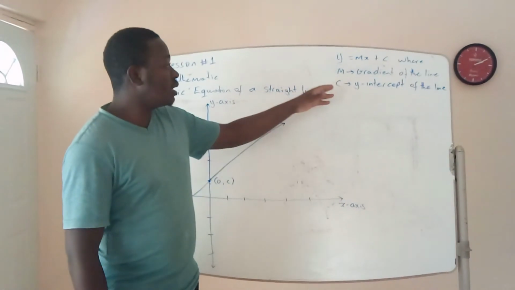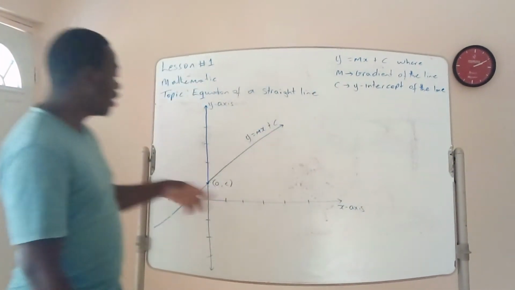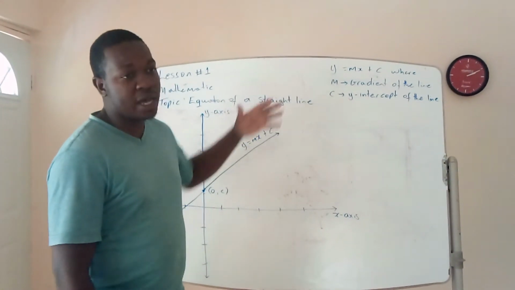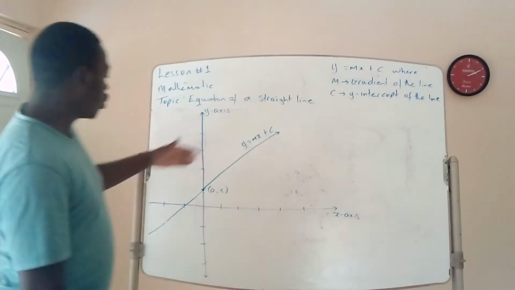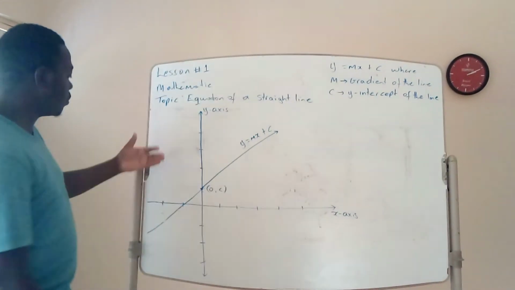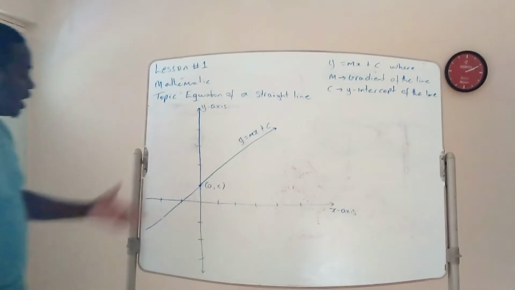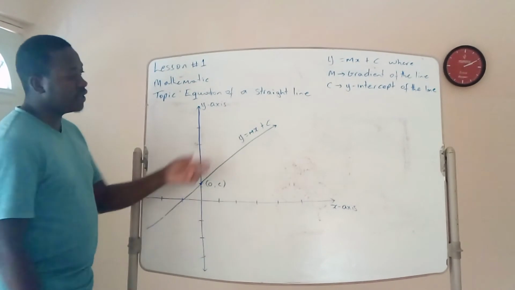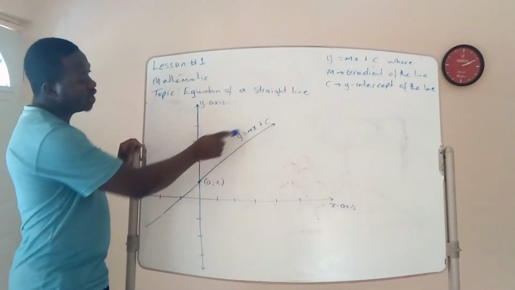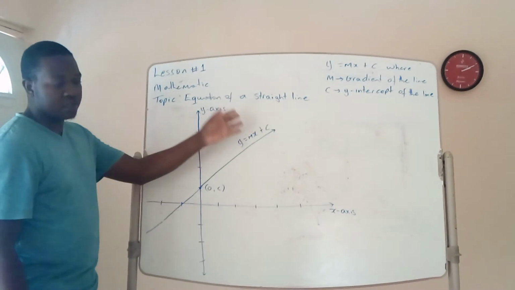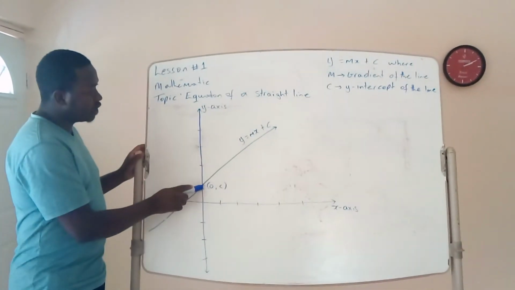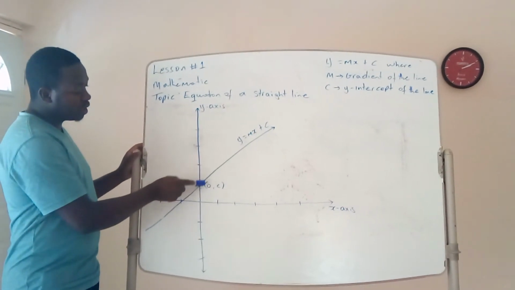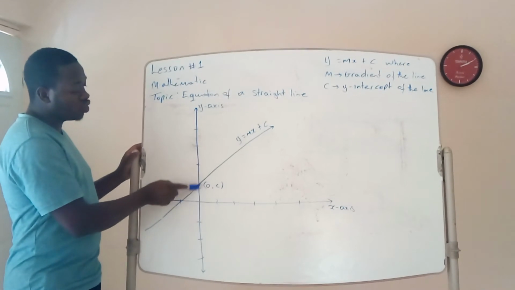The y-intercept of the line is where the line touches the y-axis or passes through the y-axis. For example, here on the board we have a line, right? We say that this line is a straight line, and this line will take the equation y equal mx plus c. Now c is this point right here on the y-axis, the point where the line passes through the y-axis or touches that point.